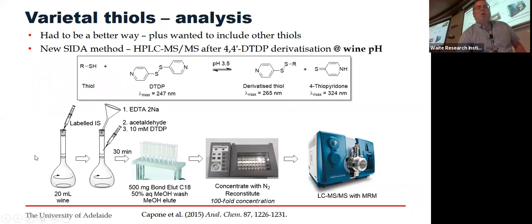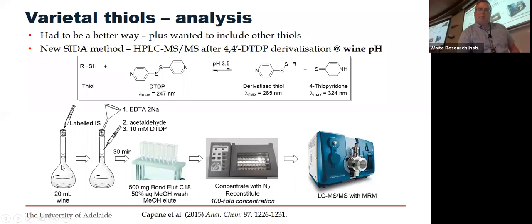So we did a bit more than just derivatizing the thiol and analysing it straight away. We had to have a concentration step. So this is the procedure: 20 mLs of wine, which is a lot compared to what you might analyse for other things. You might only need 1 or a couple of mLs of a sample usually, but we need this concentration factor because of the low level of these thiols.